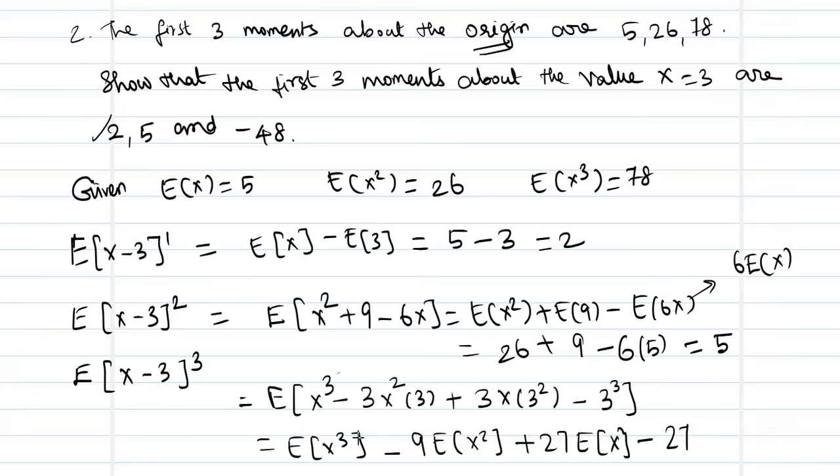Now E of x cube can be substituted as 78, E of x square can be substituted as 26, and E of x can be substituted for 5. So next step, we have this to be equal to 78, minus 9 times 26, plus 27 times 5, and minus 27, so this makes it minus 48. Yes, we are done with the third part too.